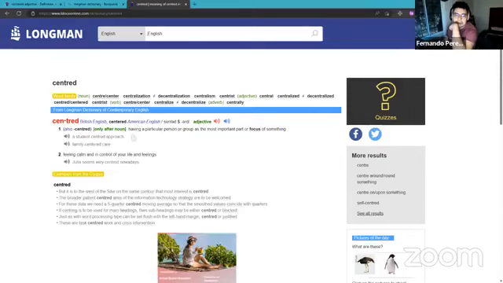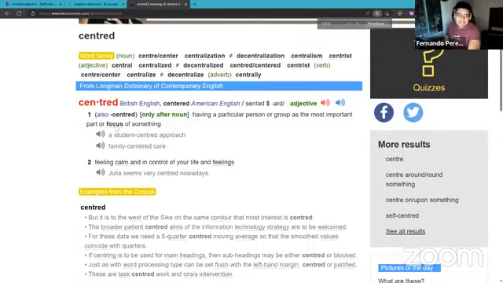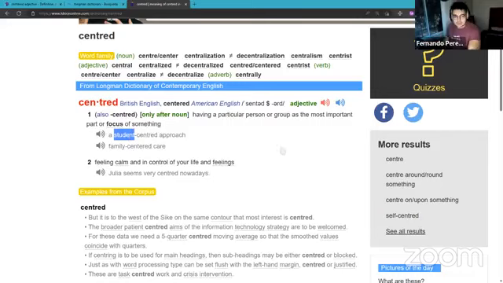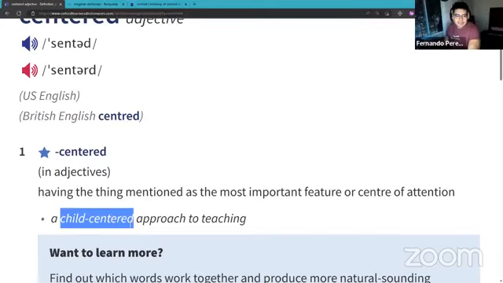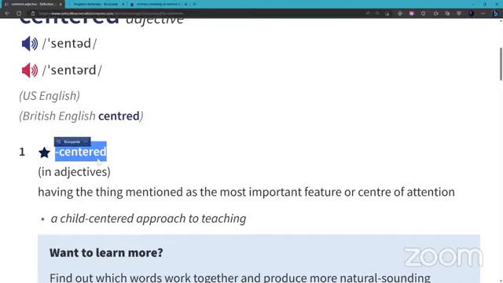Centered: having a particular person or group as the most important part or focus of something. I think it's the same, no? Yes, but I want you to see the difference. Student-centered, there is a hyphen joining the part that is supposed to be the most important part. That's why I wanted to check another dictionary, because this one only gave us one example. And I wondered if you really needed the first part before it. According to the dictionary, yes. You need something else to say centered.